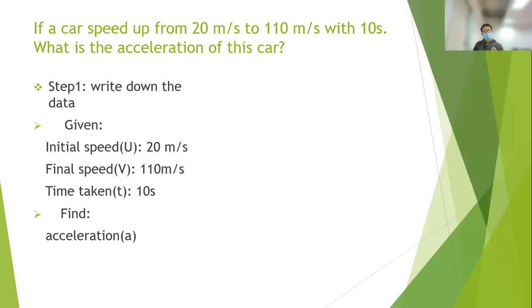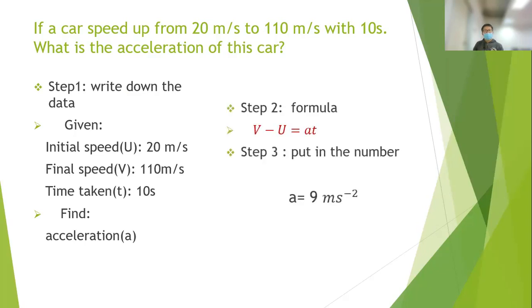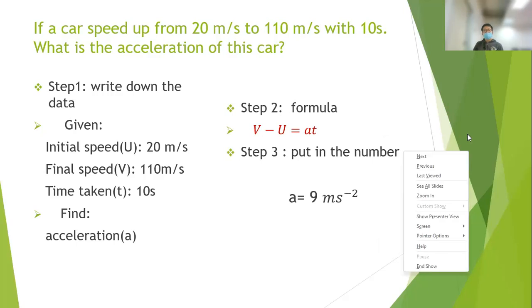So again, step 1, write down the data: what is the given initial speed, final speed, time taken, acceleration. Step 2, formula. Step 3, put in the number, and the acceleration is 9 meters per second squared. Can you send me the details of how it's calculated? Yes, great job. Actually, it's very simple. Just write down the data, remember the formula, and put in the number, and you will get the answer.